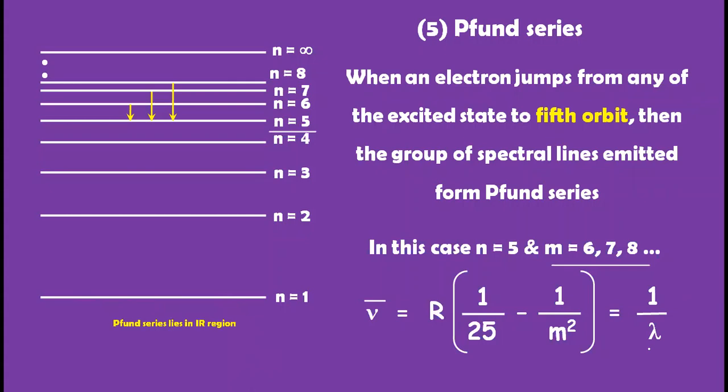So here again, the Pfund series lies in the IR region. That is, the radiations emitted during these transitions will still again be infrared rays, but of largest wavelength. So I'm going to call this far infrared rays. Now, what about the series limit here? The electron has to jump from infinite orbit to the fifth orbit. So that particular spectral line will possess the smallest wavelength, and hence it forms the series limit in Pfund series.